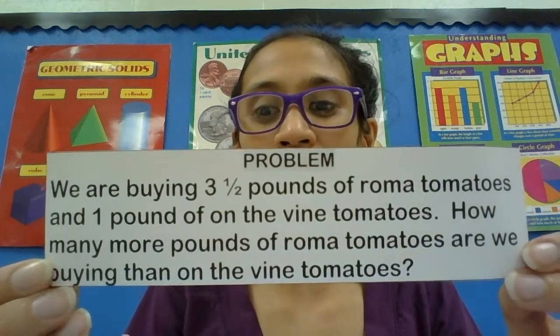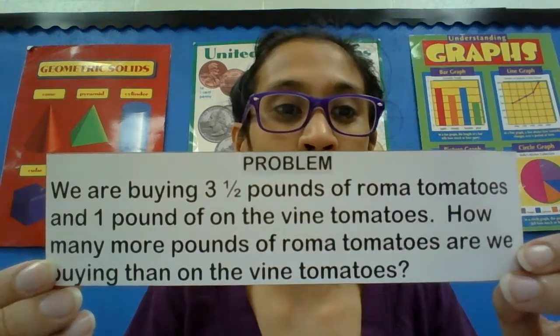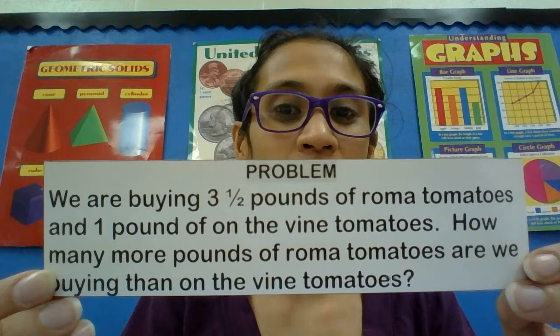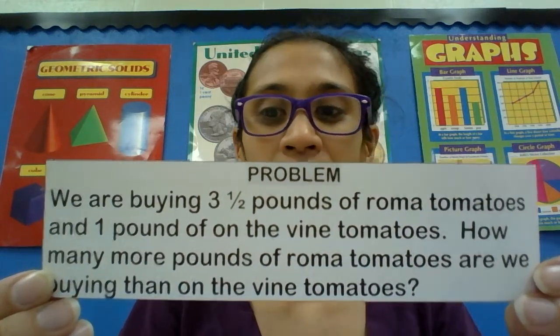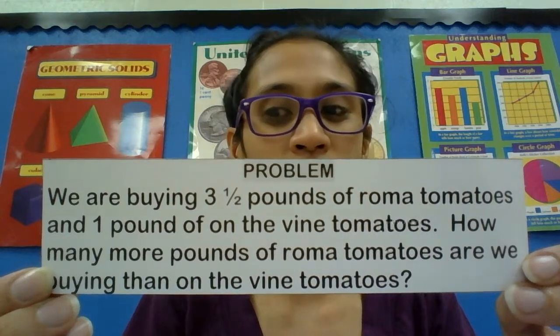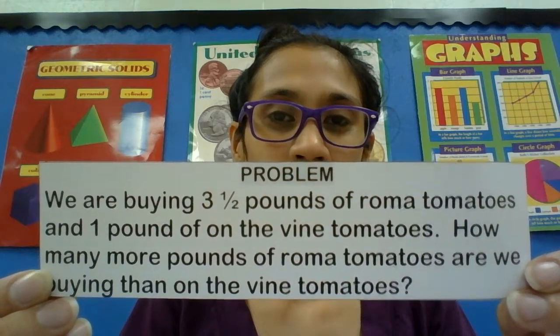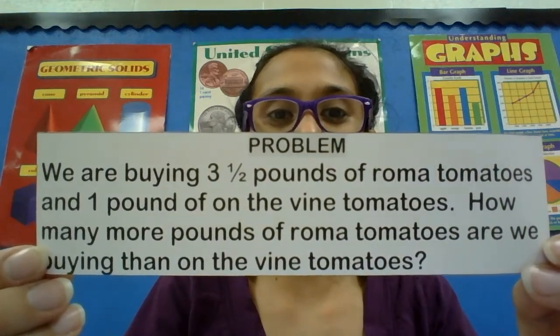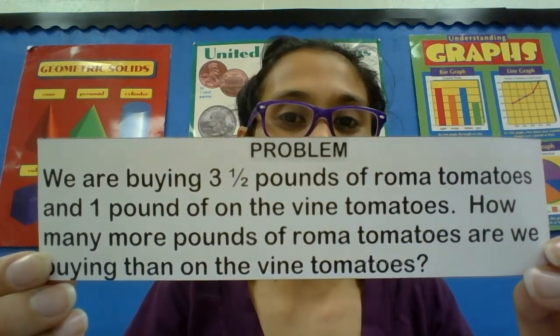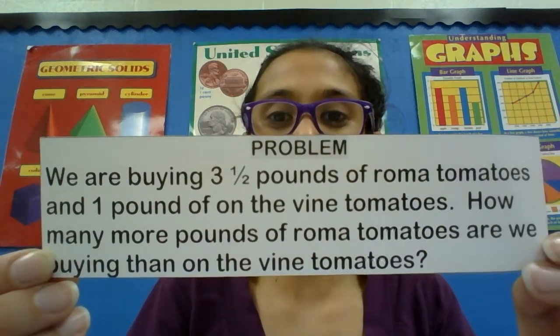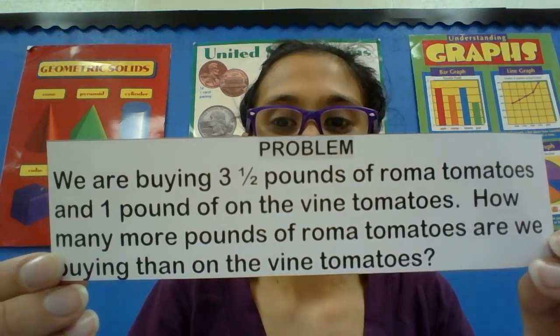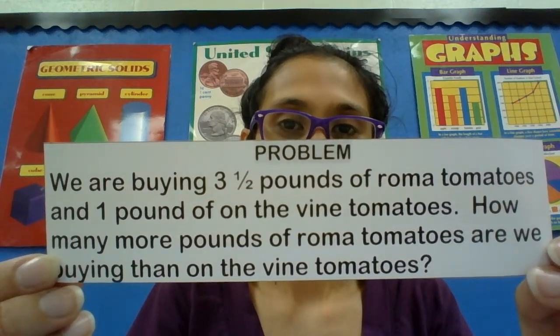All right, question number 4. We are buying 3.5 pounds of Roma tomatoes and 1 pound of on-the-vine tomatoes. How many more pounds of Roma tomatoes are we buying than on-the-vine tomatoes? All right, pause the video if you need to. I'll read that again. We are buying 3.5 pounds of Roma tomatoes and 1 pound of on-the-vine tomatoes. How many more pounds of Roma tomatoes are we buying than on-the-vine tomatoes?